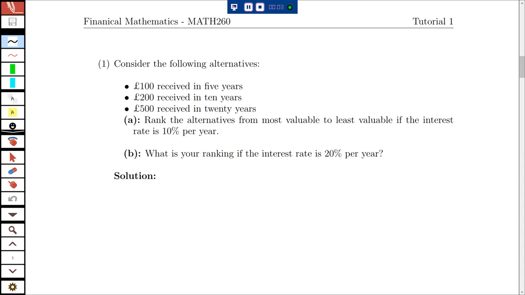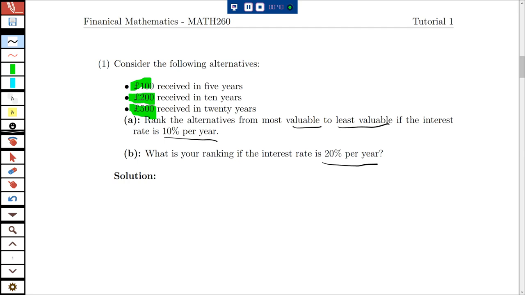Okay, let's take a look at tutorial 1, question 1. Consider the following alternatives: £100 received in 5 years, £200 received in 10 years, and £500 received in 20 years. Rank the alternatives from most valuable to least valuable if the interest rate is 10%. And next, what is your ranking if the interest rate changes to 20%?